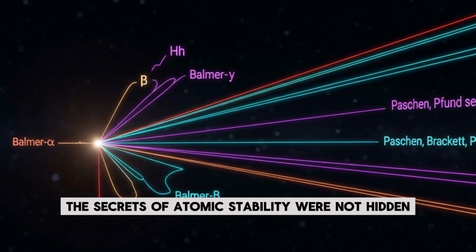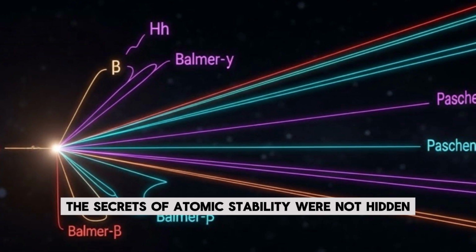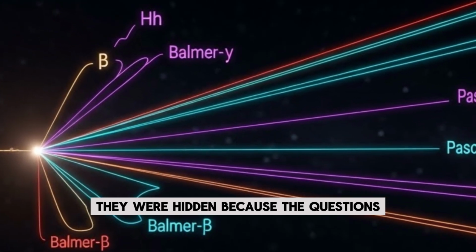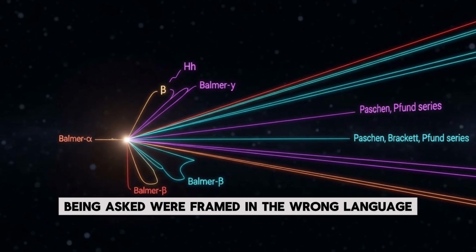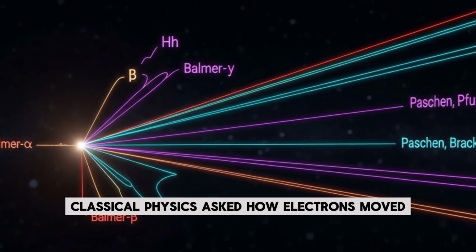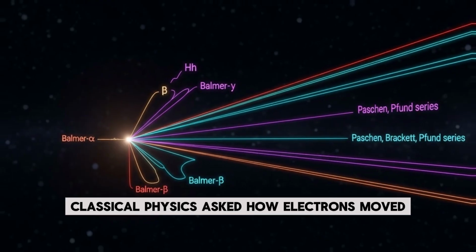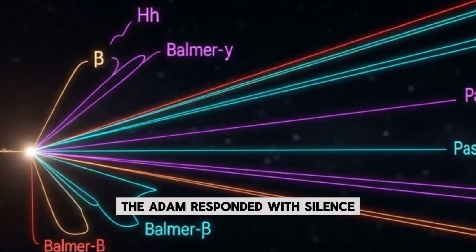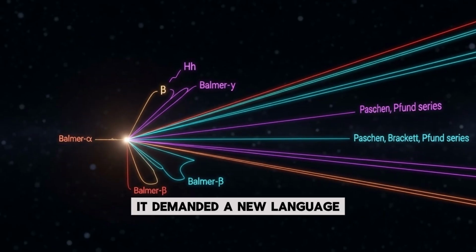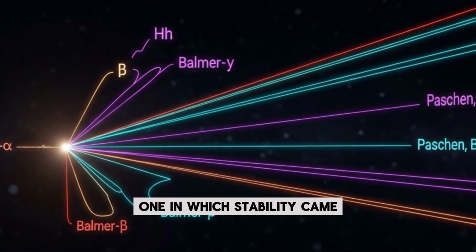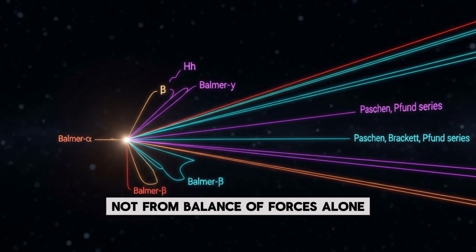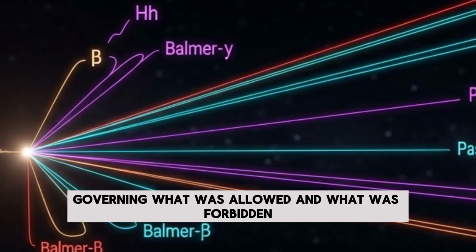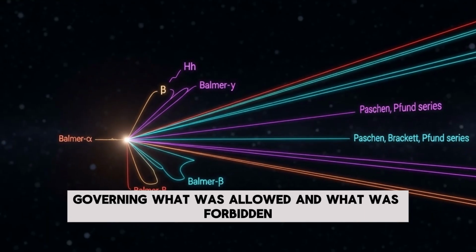The secrets of atomic stability were not hidden because nature was cruel or deceptive. They were hidden because the questions being asked were framed in the wrong language. Classical physics asked how electrons moved continuously through space and time. The atom responded with silence. It demanded a new language, one in which stability came not from balance of forces alone, but from deeper principles governing what was allowed and what was forbidden.